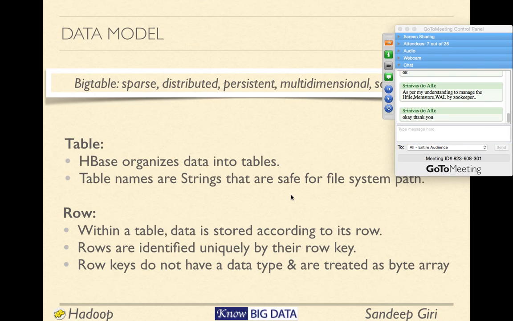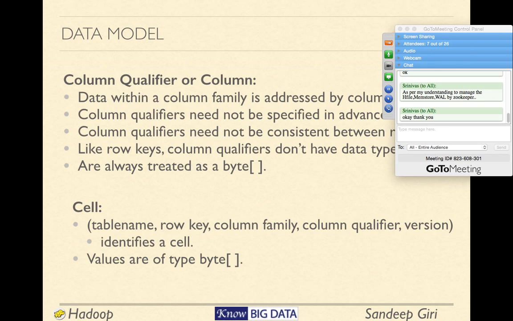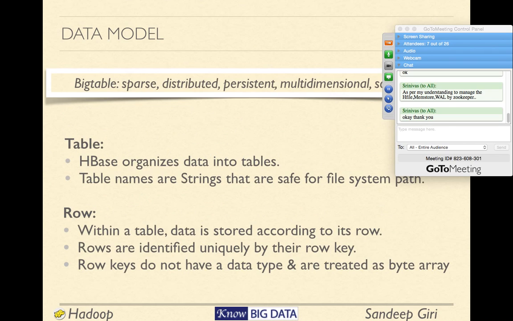So we talked about the data model last time, and we were here, right? We talked about what a column or cell is.